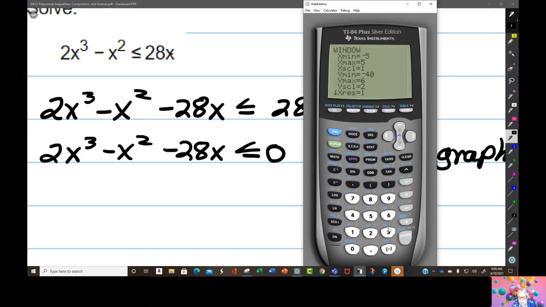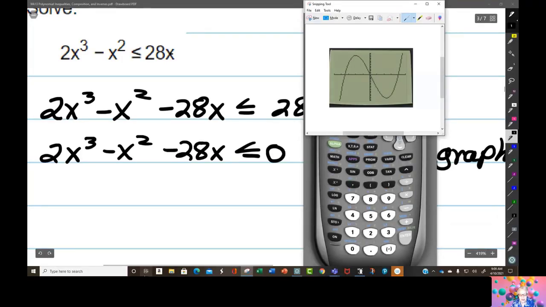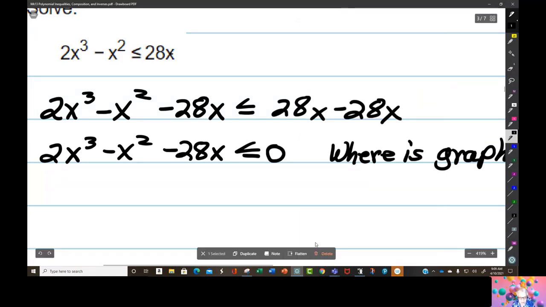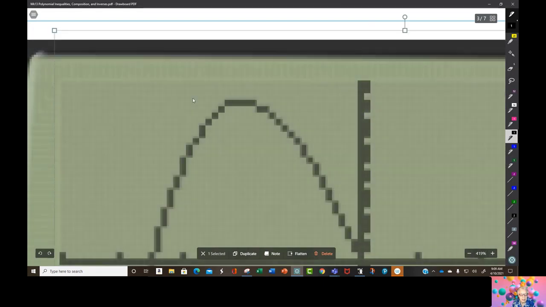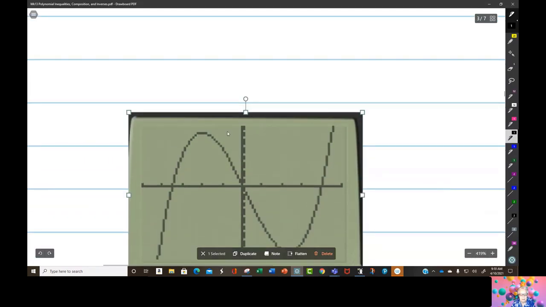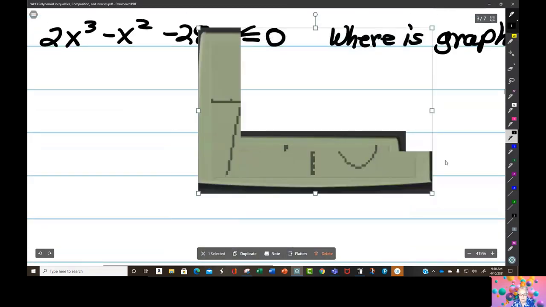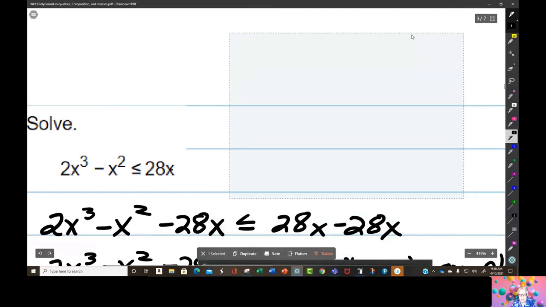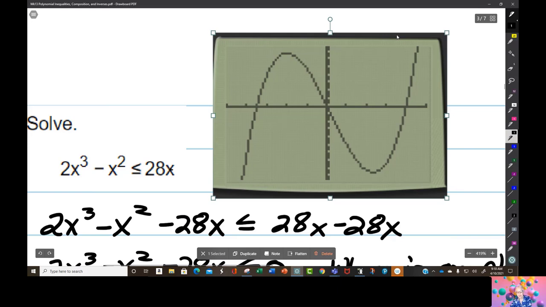Where was Y max? It was 40. It's the Y min that needs to be deeper. Yay! All right, this is our graph. Doggone it. There now. Okay.